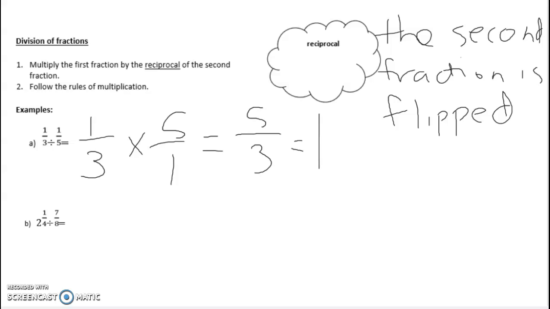And then 3 times 1 is 3. And we need to get to 5. So 3 plus 2 gives us 5, which means we have 2 left over. And then you keep the denominator still the same as the 3.